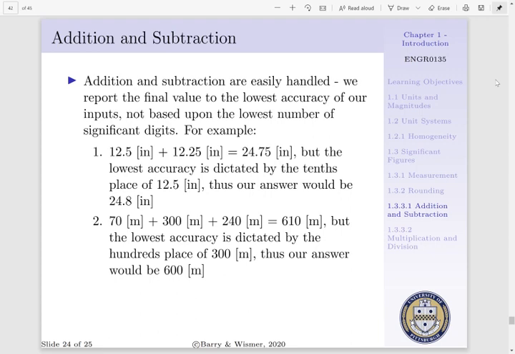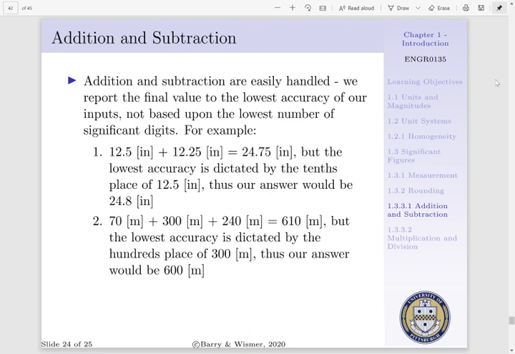That is, 12.5 has our lowest accuracy, because 12.25 has a digit in the hundredths place. So our answer has to be reported in the tenths place. That is, we are going to report 24.8. We'd look at our tenths place and round it, since we have 5 to the right. It's a coincidence that we had 3 significant digits in our final answer, and we had 3 significant digits in our input that is determining the lowest accuracy of our solution.